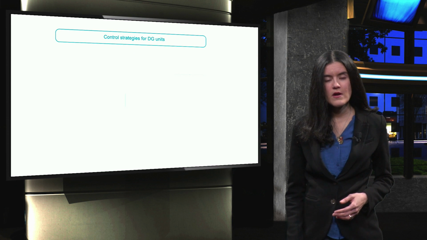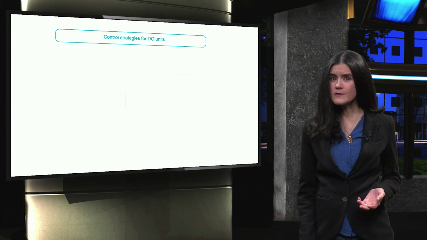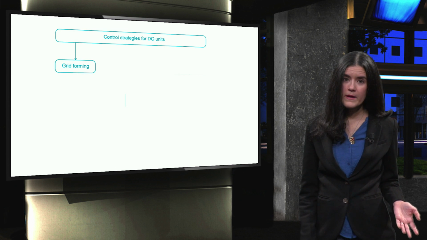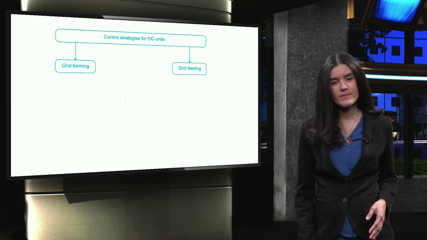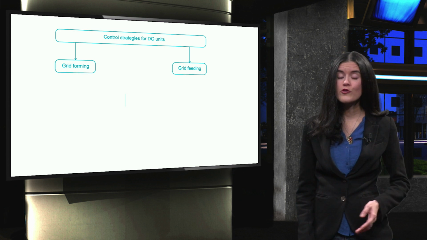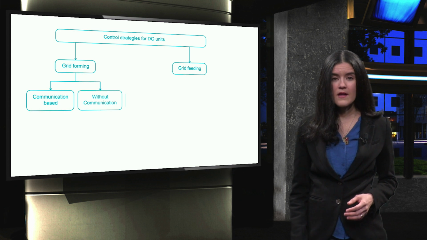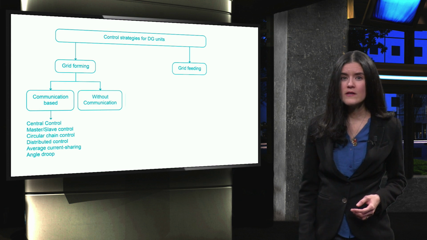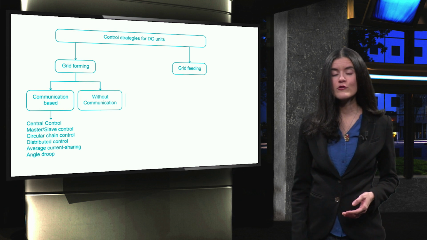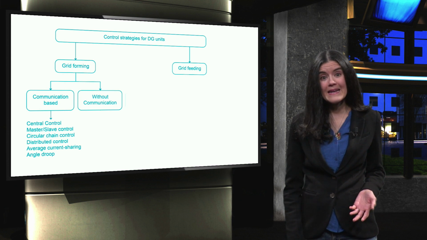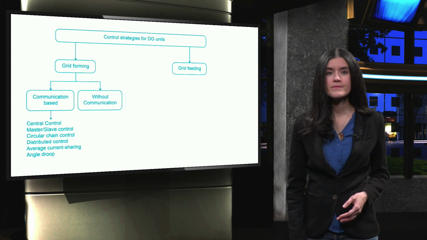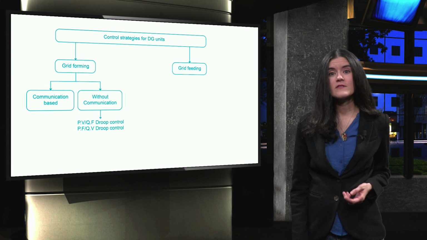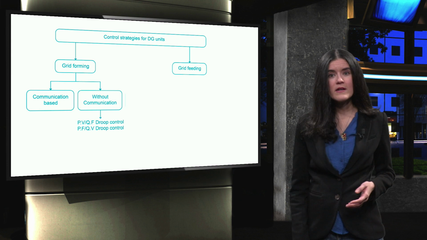Various control strategies are adopted to create a microgrid. It is possible to identify two types of distributed generation control: grid forming and grid feeding. Grid forming types fall into two groups: communication-based and non-communication-based control schemes. Among communication-based control strategies, master-slave control is widely known, and it is an alternative to droop control. Droop control is a non-communication-based control strategy. In the next video, we will see droop control strategies in more detail.